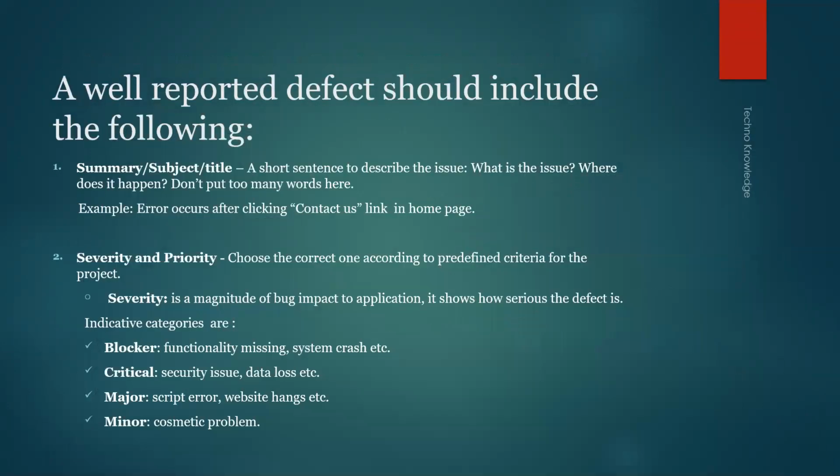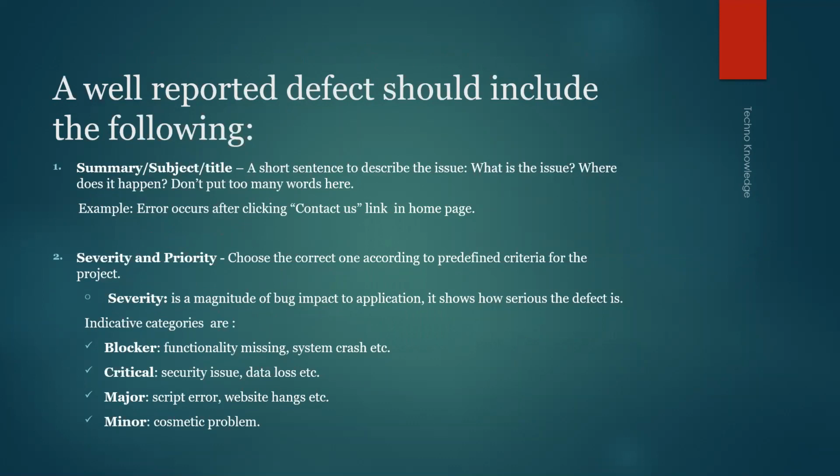Okay, so if I start with the summary, the subject, or you can also call it the title. It is very important to describe an appropriate title for our defect. It is nothing but a very short and crisp sentence. For example, error occurs after clicking contact us link in homepage. That's a very short and sweet summary or title of a defect. You need not be very articulate. You can add that in the description section, but at the summary level, you should be very short.